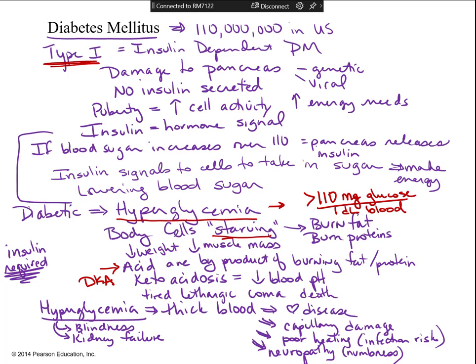If this happens, blood pH can actually drop, which makes this person very weak, tired, and lethargic. Worst case, they can lose consciousness. They can go into a coma, and they can even die because of irreversible brain damage that can occur. So untreated type 1 diabetes can be life-threatening.